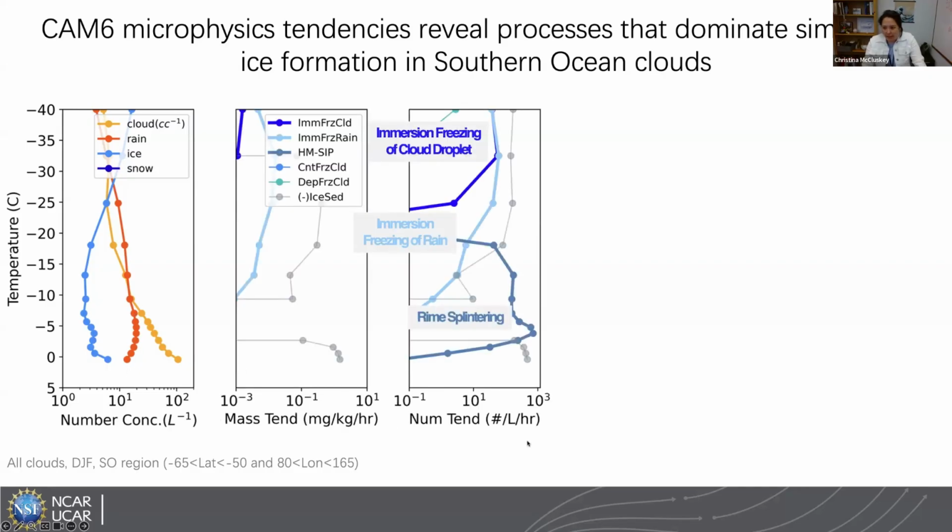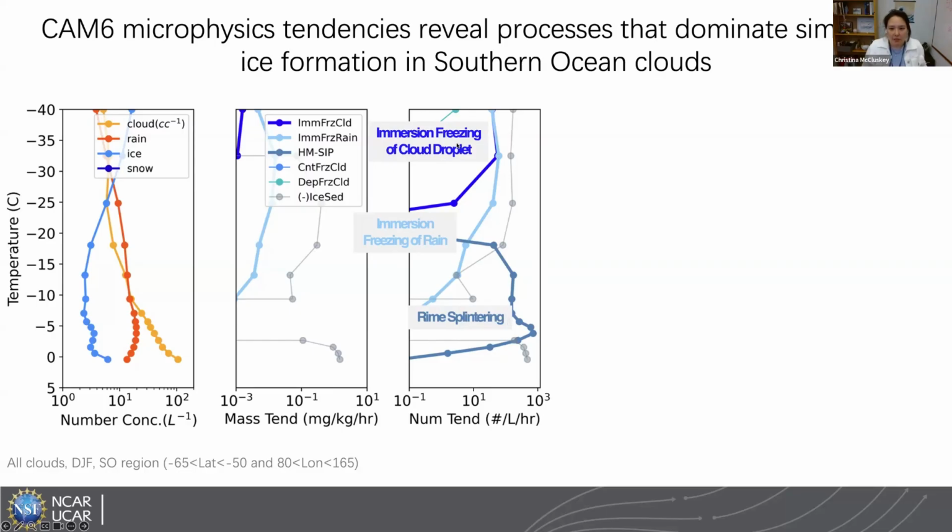And then we're able with the model to look at what's called process rates or tendencies. Both on the left and the right, these are tendencies, whereas the left is looking at mass tendency, so how much change in ice mass due to these different processes. And then this is the change in number, what number of particles are changing due to these different processes. These are the different processes represented in the model for contributing to ice. So we have immersion freezing of cloud droplets, immersion freezing of rain, Hallett-Mossop rime splintering. There's also contact freezing, deposition freezing, and then ice sedimentation, which is a sink term.